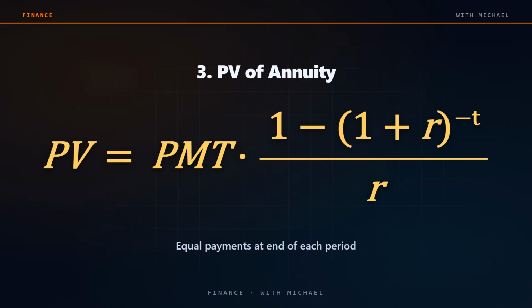Problem 2. Project A costs $10,000 today, pays back $3,000 at the end of years 1, 2, 3, and 4. Discount rate 8%. Find NPV. PV of inflows equals 3,000 times the annuity factor at 8% for 4 years. That factor is 1 minus 1 over 1.08 to the fourth divided by 0.08 equals 3.31.